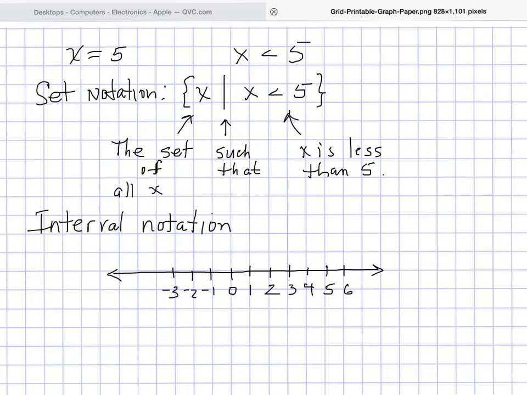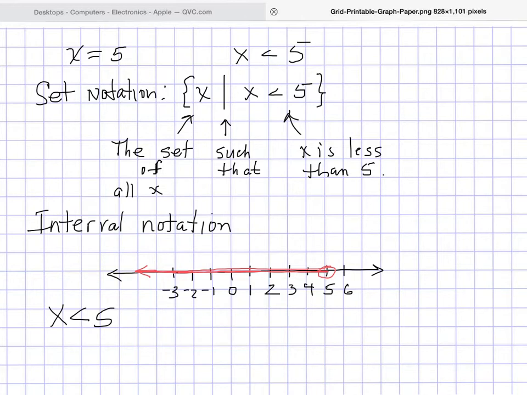Now, if we were to graph the set of all numbers that are less than 5, how would you do that? In the old days, you would have said, okay, well, I'm going to put an open circle on 5, and I'm going to draw an arrow towards -infinity, which indicates everything less than 5. Remember, open circle means you don't include 5, but it's less than 5.